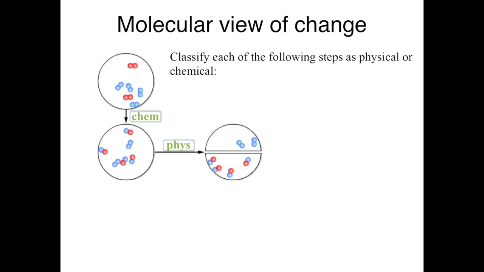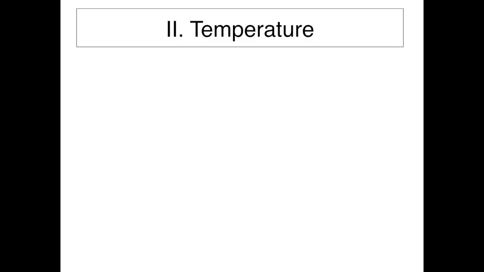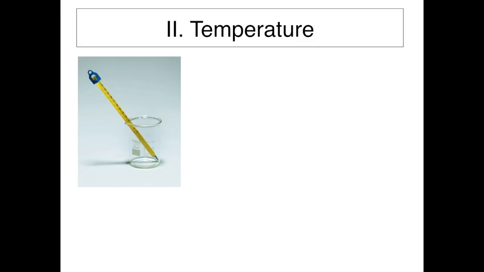So we round out our discussion on matter. Let's talk about now the other side of the coin, which is energy. And before we talk about energy, let's talk about temperature. Temperature is a measure of how hot or cold an object is. And we can see that temperature can be measured in the lab using a thermometer like this.